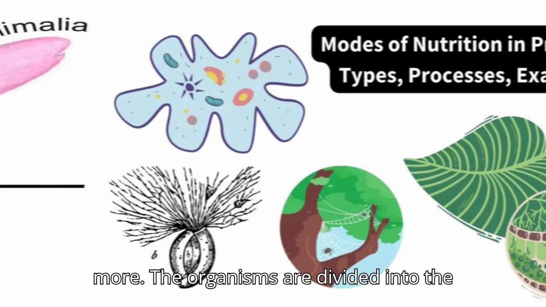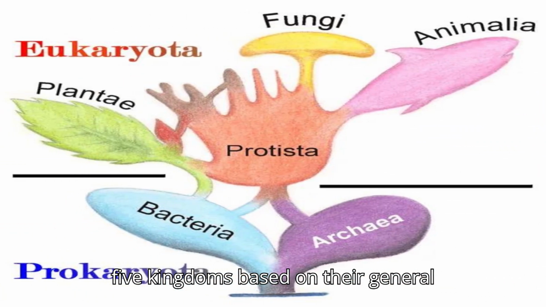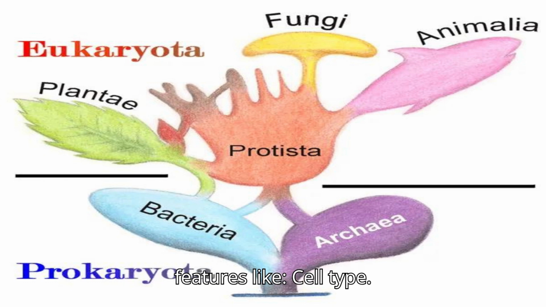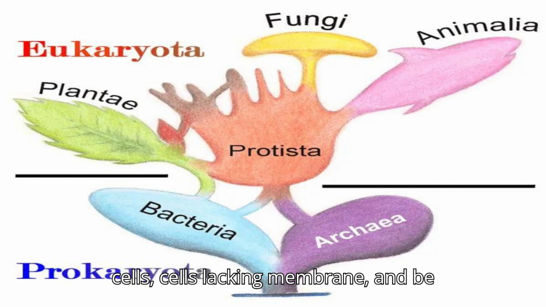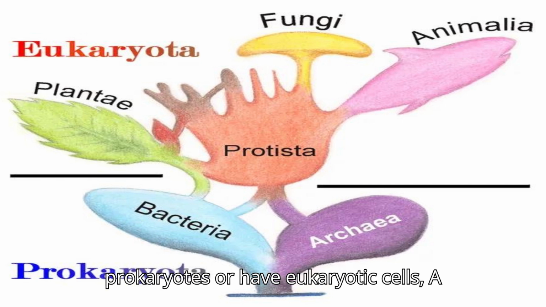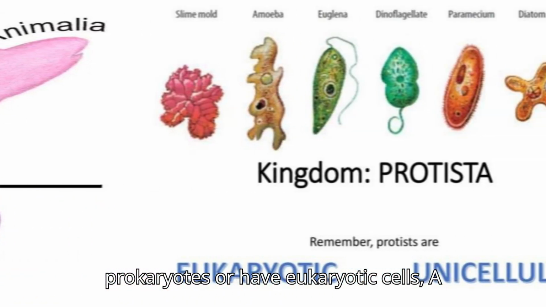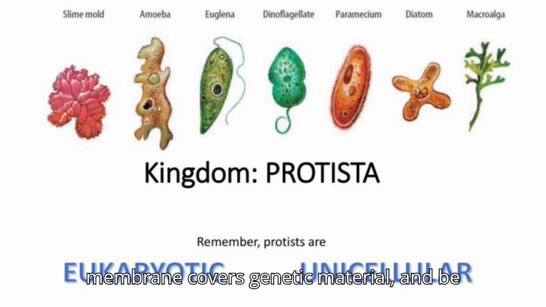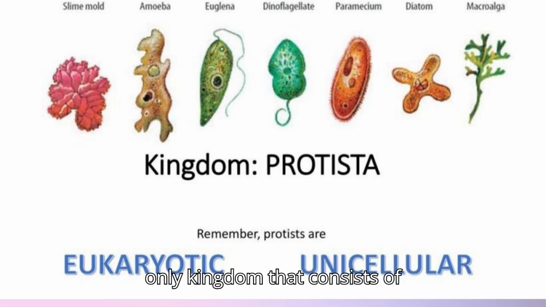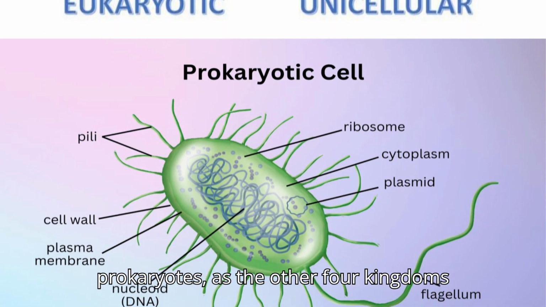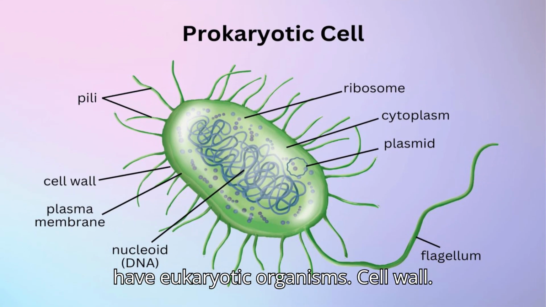The organisms are divided into the five kingdoms based on their general features like cell type. Organisms can have either prokaryotic cells, cells lacking a membrane-bound nucleus, and be prokaryotes, or have eukaryotic cells, where a membrane covers the genetic material, and be eukaryotes. The kingdom Monera is the only kingdom that consists of prokaryotes, as the other four kingdoms have eukaryotic organisms.